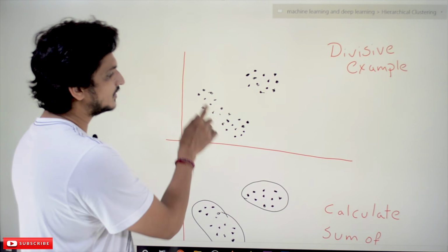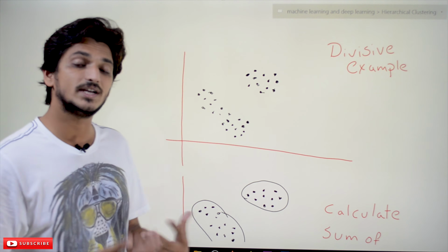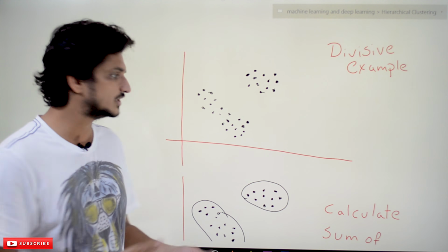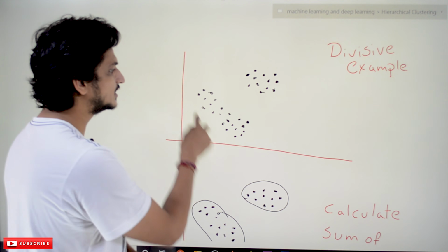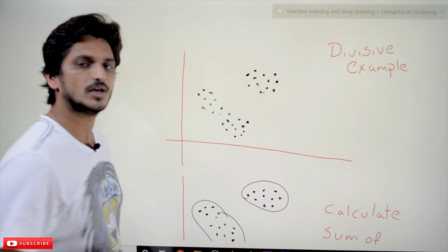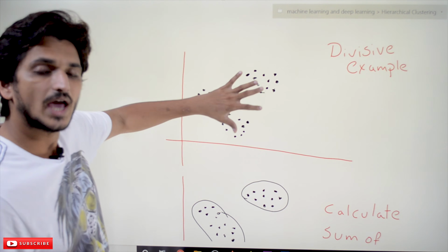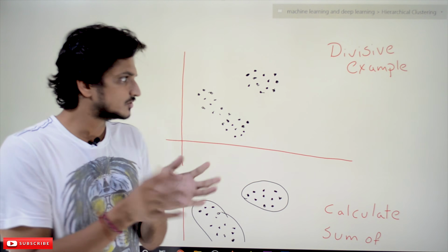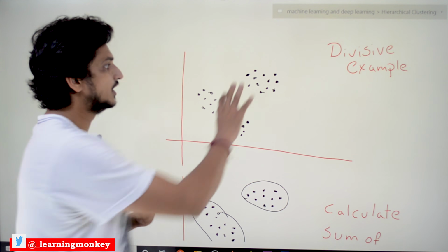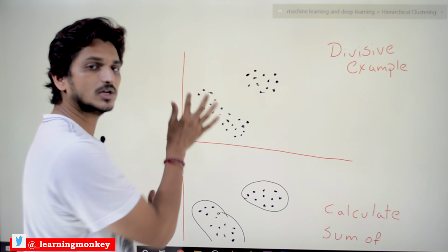Let's take an example. This is our example data set. How does the divisive clustering algorithm work? It will consider all the data points as one cluster. Assume that all of this belongs to one cluster. In this we have to divide this into 2 parts. So which points do we have to consider? This one cluster, this one cluster.